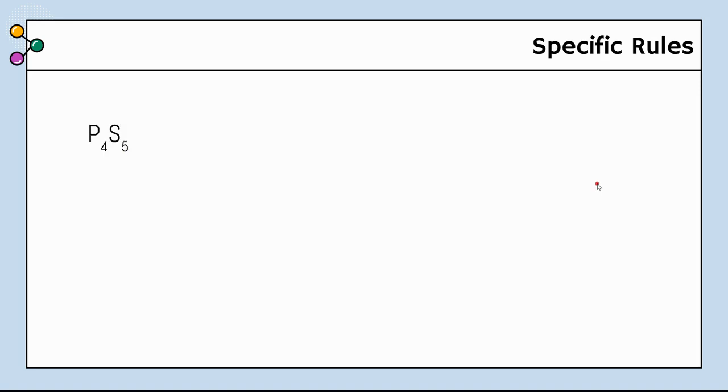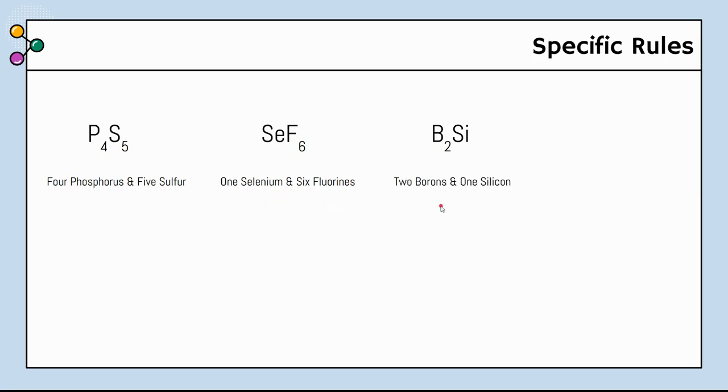So our specific rules. Let's first set ourselves up with three covalent compounds. And I'm going to put the count of each element below. So here we have 4 phosphorus atoms and 5 sulfur atoms. Here we have 1 selenium atom and 6 fluorine atoms. And over here we have 2 boron atoms and 1 silicon atom. Now our first rule is very similar to our ionic compound naming. The second element in any of these pairs is going to change its ending to -ide.